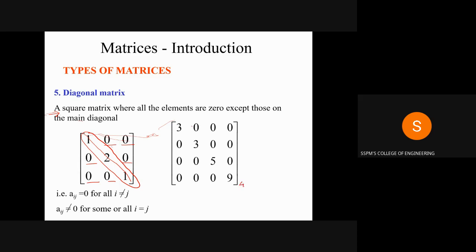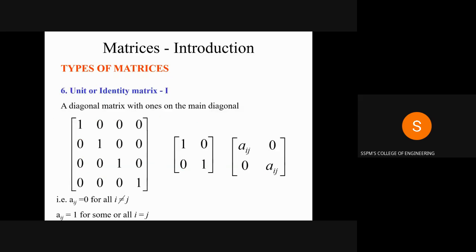This matrix is 4 cross 4. You can see that the diagonal entries are non-zero. All the other entries, all these, are zeros. So we can say that this matrix is a diagonal matrix.